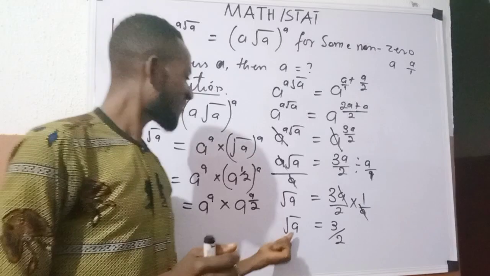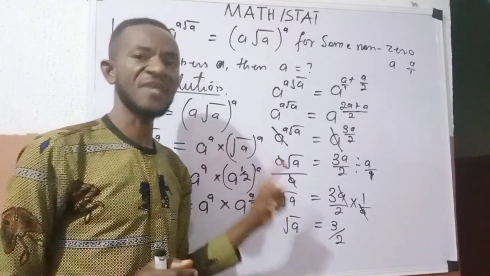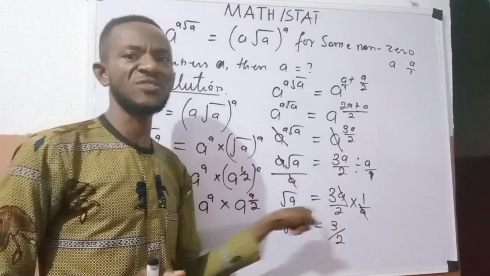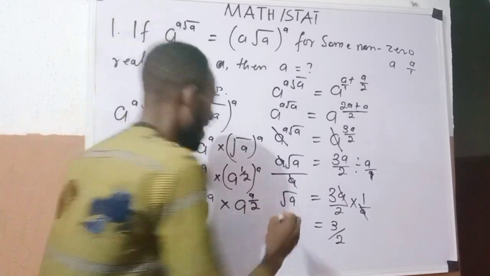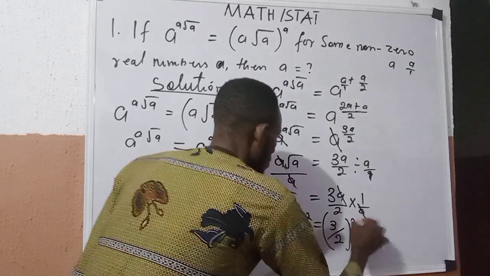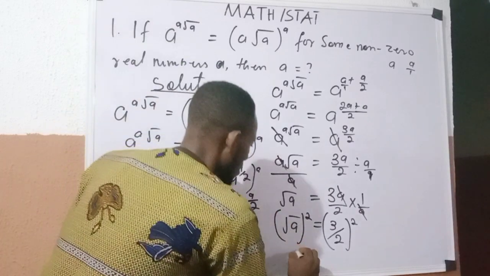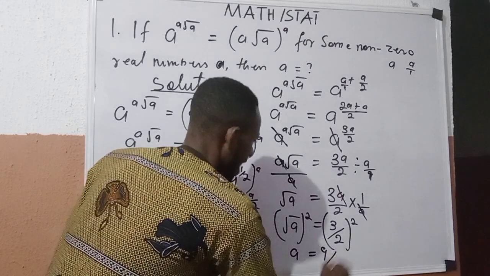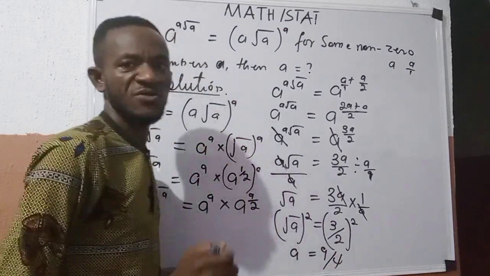However, we were not asked to find the value of root A. Instead, we were asked to find the value of A. So for me to make A stand all alone, I am going to square both sides of this equation in order to remove this square root sign. So what I have here now becomes all raised to power 2, all raised to power 2. Root A raised to power 2 becomes A. This equals 3 raised to power 2, which is 9, and then 4 raised to power 2, 2 raised to power 2, is 4.